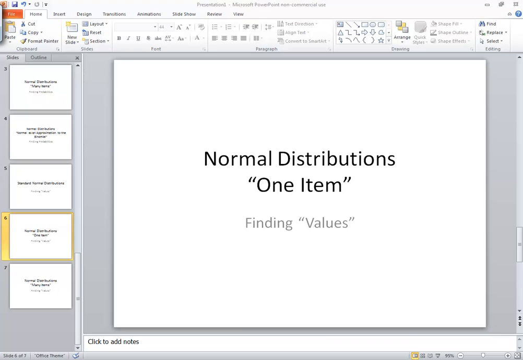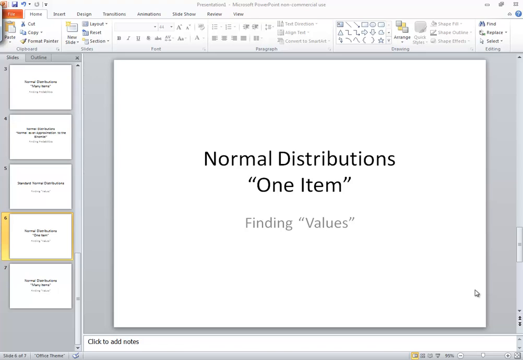Let's take a look at normal distributions with one item in finding values. Now, the finding values part: if it says find probability, percentage, proportion, or area, one of those four things, then that tells us to use the other function. This particular one does not say probability, percentage, proportion, or area.